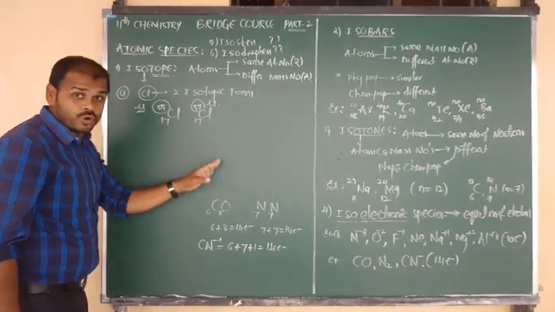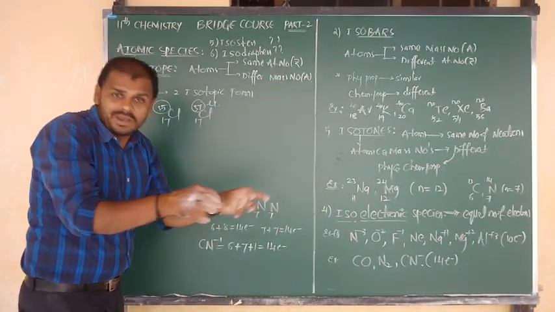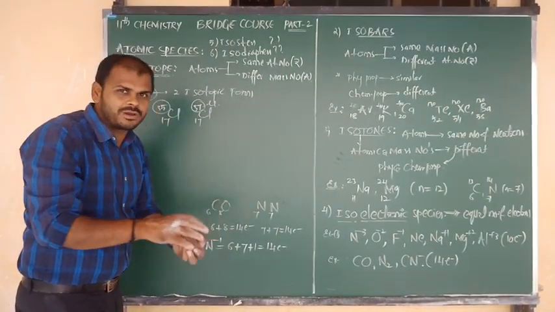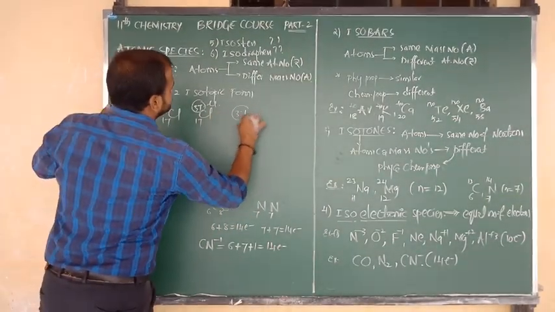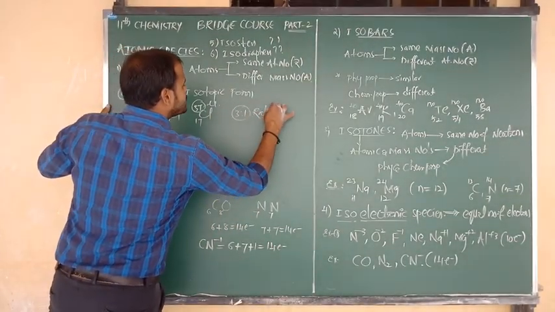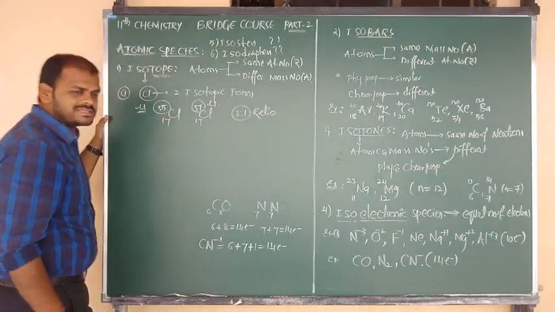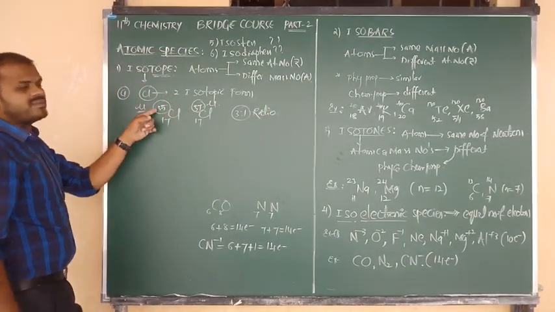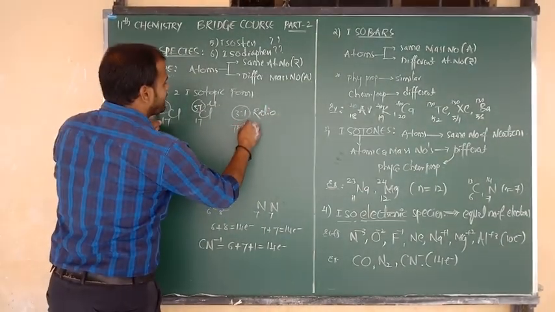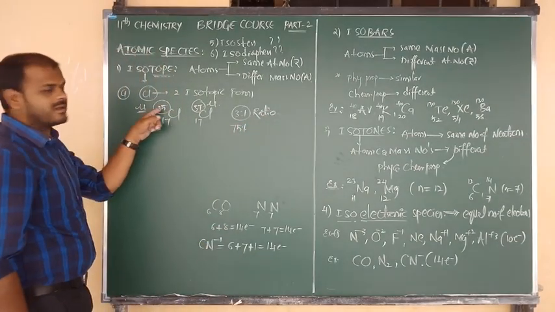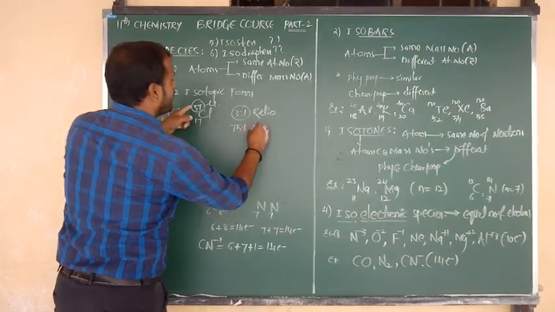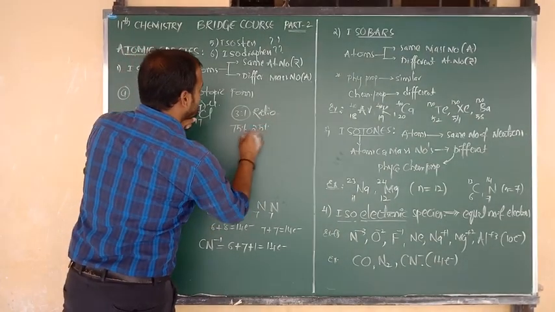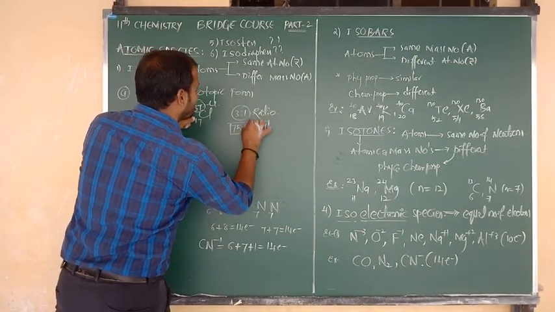But these two isotopes are generally available in nature in the ratio of 3:1. What is their available ratio? 3:1 ratio. Means Cl-35, suppose it is available in 75%, and Cl-37 occurs in nature around how much? 25%. Like that we have to consider.